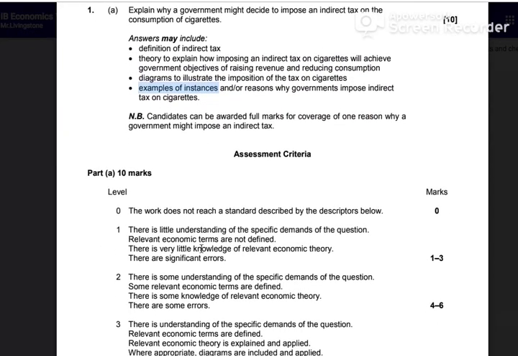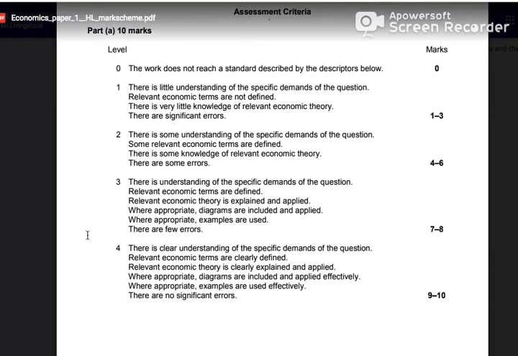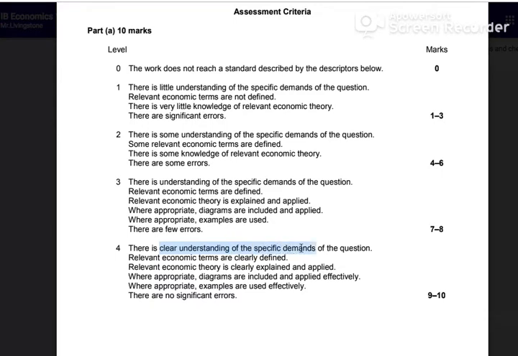And the assessment criteria, which is very important. So if you want to get those top marks, 9 out of 10, clear understanding of the specific demands of the question, relevant terms clearly defined, relevant economic theory well explained and applied to your diagram. Diagram is appropriate and applied effectively, and you've got some examples. Okay, so that's what the examiner is looking for in those 10 mark questions.